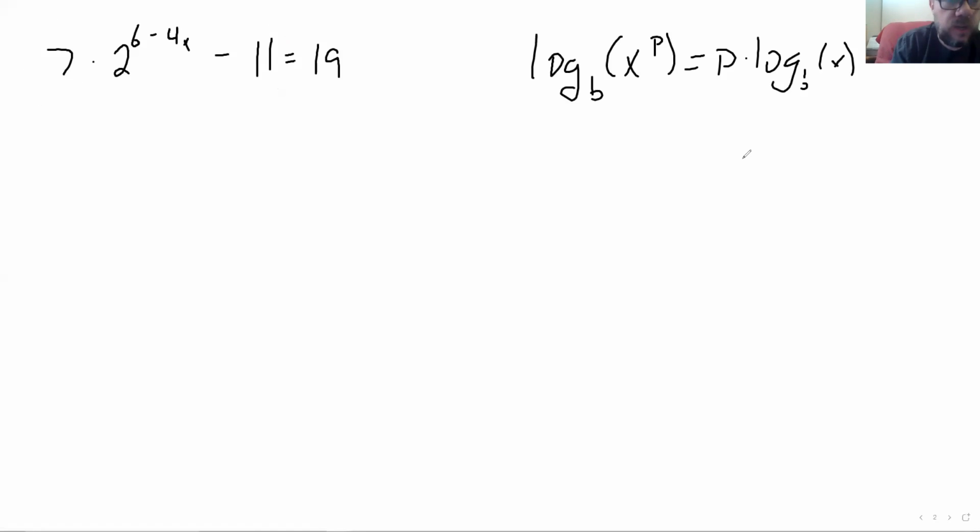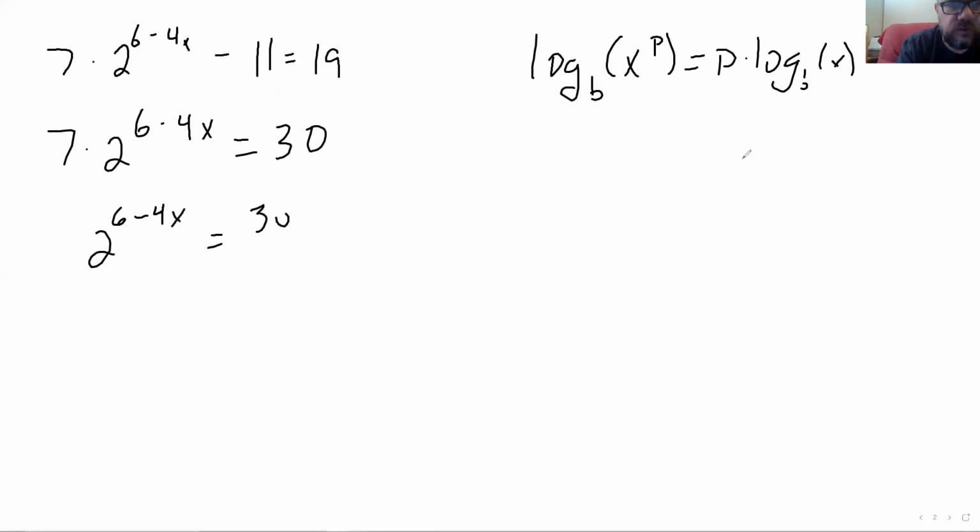So let me do that. I'm going to add 11 to both sides. So I have 7 times 2 to the 6 minus 4x equals 30. Divide by 7, and I get 2 to the 6 minus 4x equals 30 over 7. And then we solve the same way.